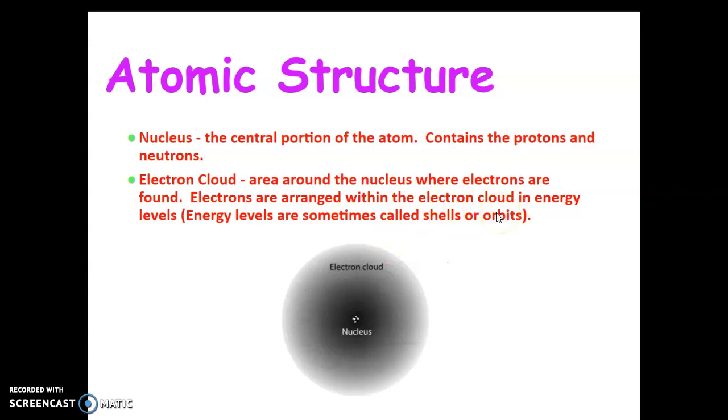Atomic structure. The nucleus, key vocabulary word, is the central portion of the atom. It contains the protons and neutrons. The electron cloud is the area around the nucleus where electrons are found. Electrons are arranged within the electron cloud in energy levels, sorry about that. Energy levels are sometimes called shells or orbits.